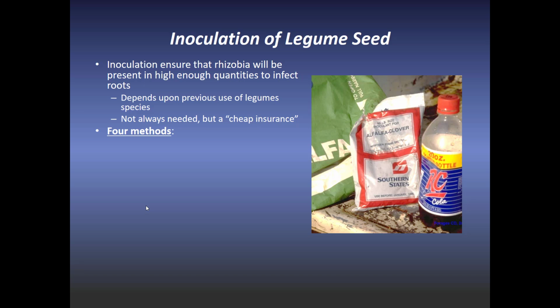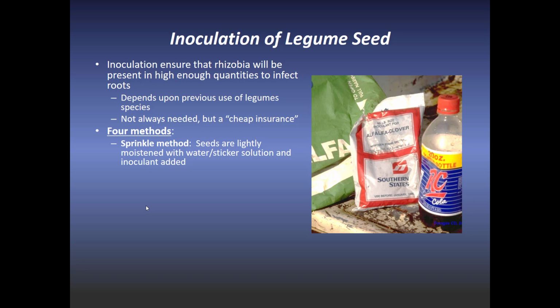We're about to draw this part of the class to a close, or this little subsection to a close, but I do want to talk about inoculation of legume seed. While most commercial lots of seed come pre-inoculated, you may wind up needing to inoculate a lot of seed, or a group of seed, or some bag of seed, depending on the situation. So inoculation, of course, is going to ensure that we've got enough rhizobia present, not always needed, but it is inexpensive insurance. There are 4 methods.